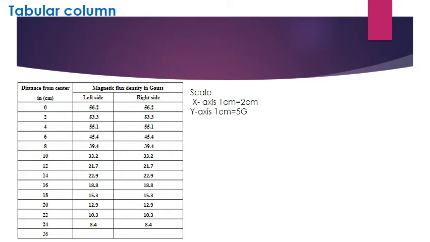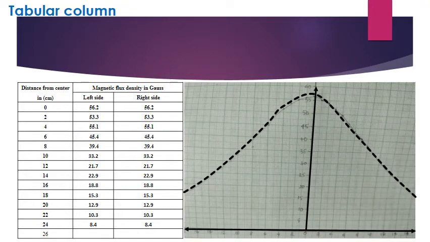Upon this you will go for plotting the graph. This is the kind of variation. Here you can see the respective scale. The scale along the x-axis is in terms of centimeters: 1 centimeter unit is equal to 2 centimeters of distance, and on the y-axis 1 centimeter is equal to 5 Gauss.